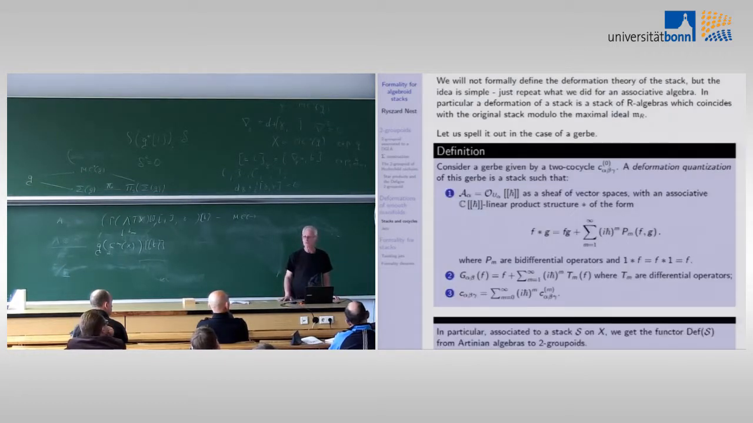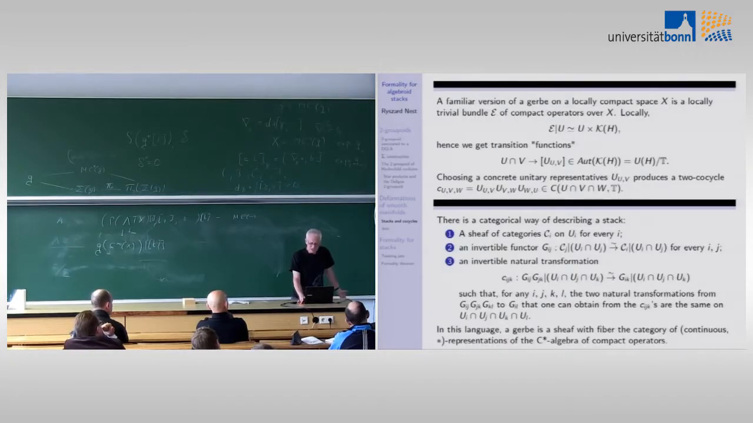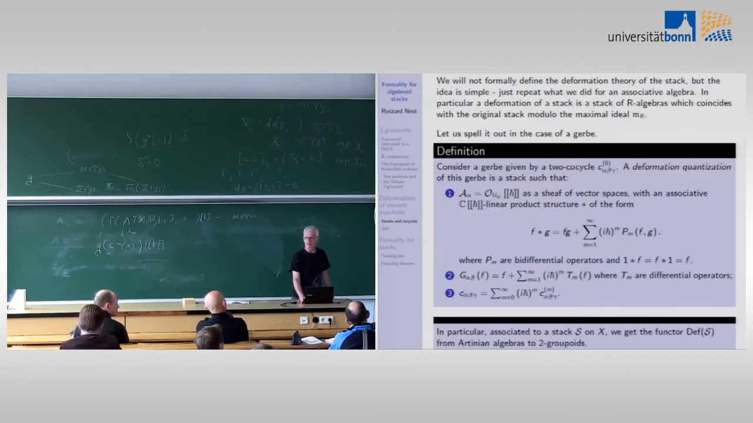Is it just categories or groupoids? You don't want a sheaf of groupoids? No, I don't want sheaf of groupoids here. Groupoids are fine, but in general it's categories. I don't assume that the arrows in these categories are invertible. I don't have to.